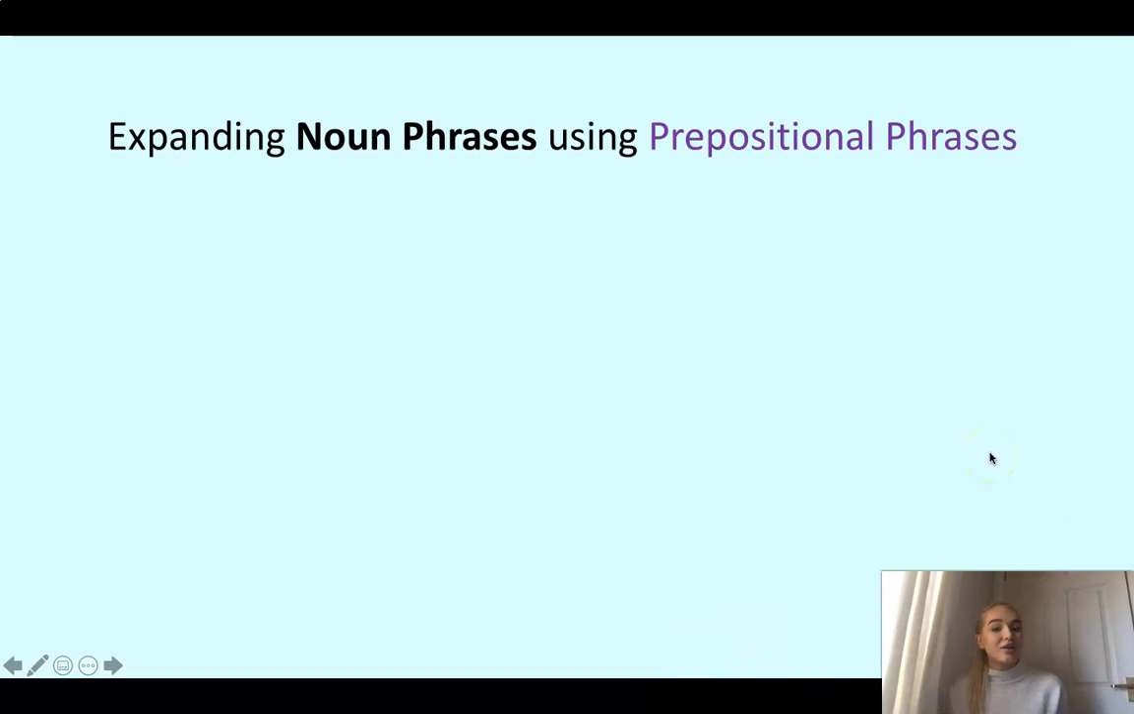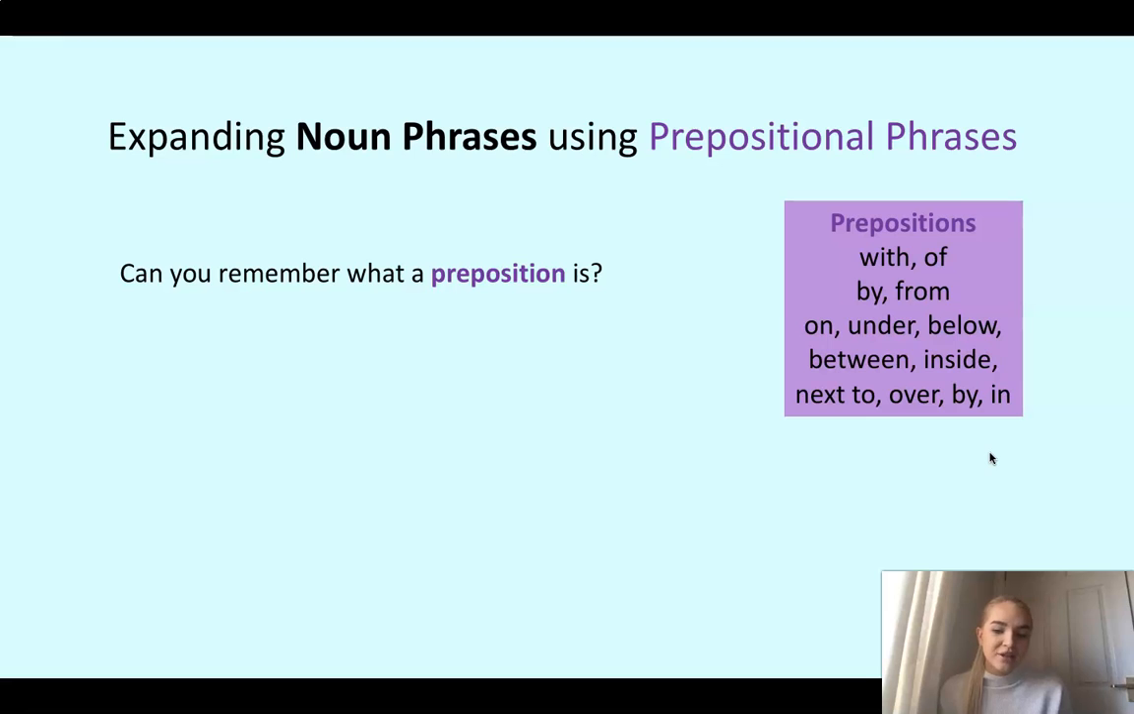Now, we're not just going to stop there today, Year 4. We're going to extend our writing further by adding a prepositional phrase. Can you remember, first of all, what a preposition is? Can you write down some examples on your piece of paper of some prepositions? Pause the video and have a go. Did you remember that some examples of prepositions are coming up now? So with, of, by, from, and you can read the others in the box there.